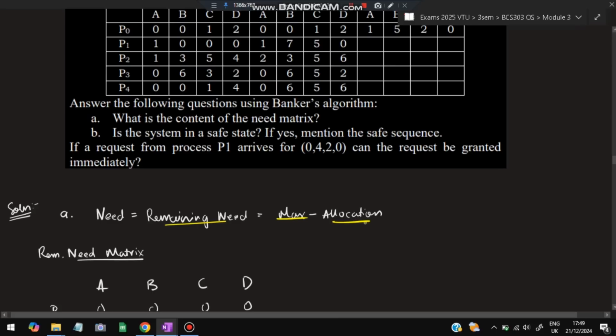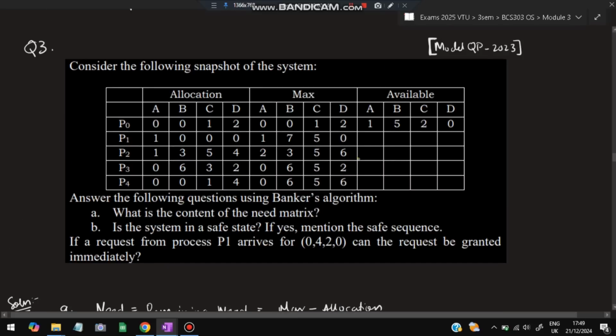Now why do we do max minus allocation? See, what is happening here is that some resources are available. Like one resource of A is available, 5 resources of B are available, 2 resources of C are available, and 0 resources of D are available. These are the available values which we have. Among these, some are already allocated to the processes. 0012 is allocated to P0, meaning 0A, 0B, 1C, and 2D are allocated to P0, which means P0 already has these values.